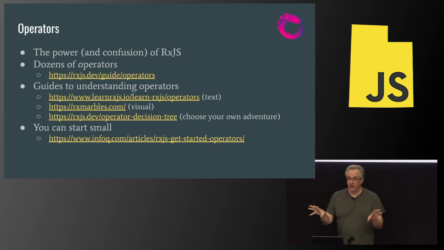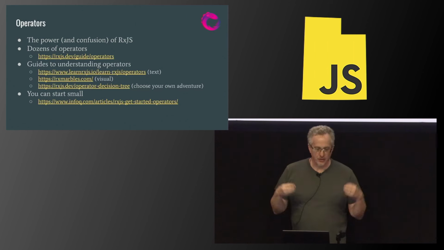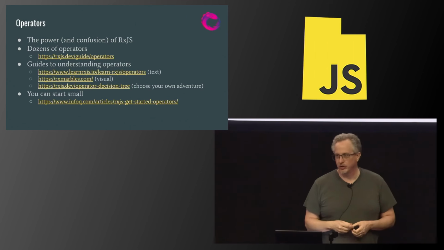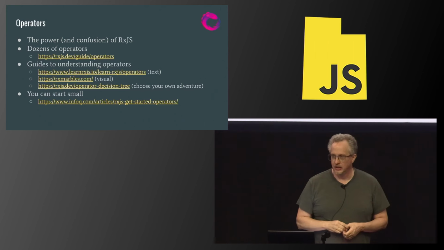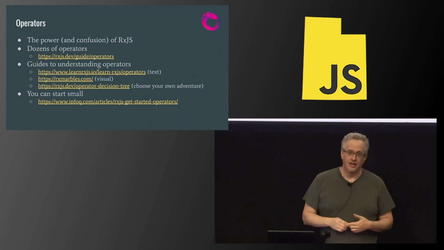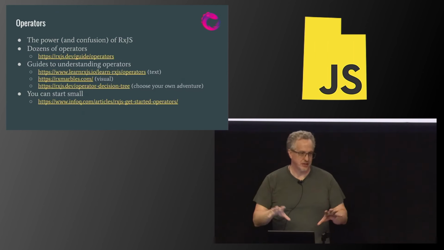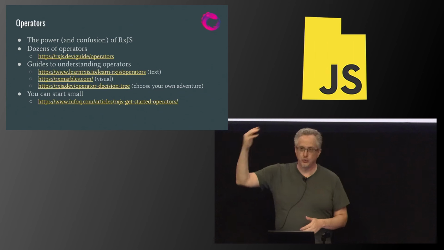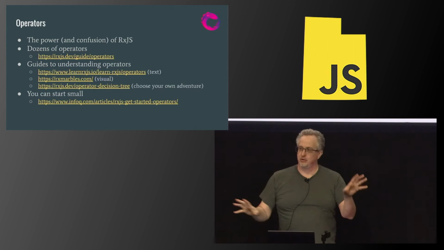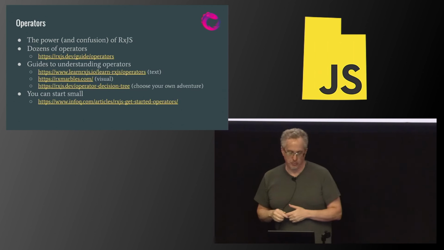But overall, I've talked about a bunch of operators, but there's a lot more. These operators are the power, but often also the confusion of RxJS and why people get overwhelmed with RxJS. There are dozens, actually over 100 operators, which can get overwhelming. Fortunately, there are a lot of resources out there to help you learn them. Whether you learn well from text descriptions or you've learned well from visual depictions of marbles moving around, there are different tools out there to help.